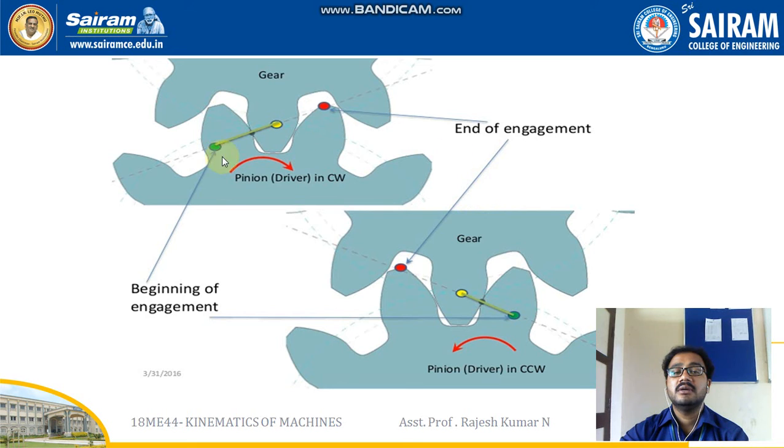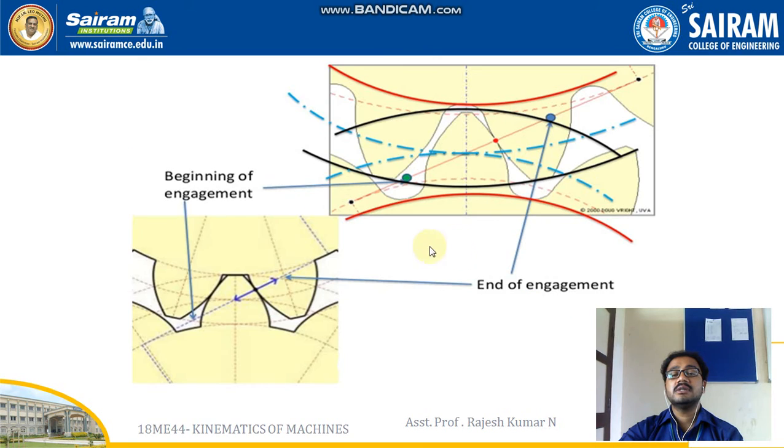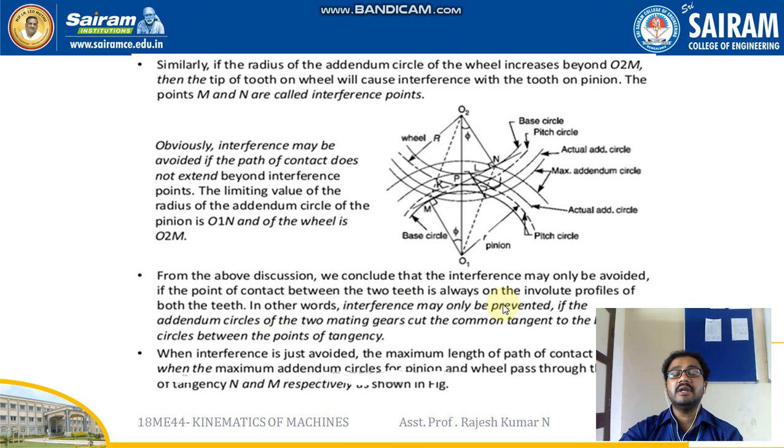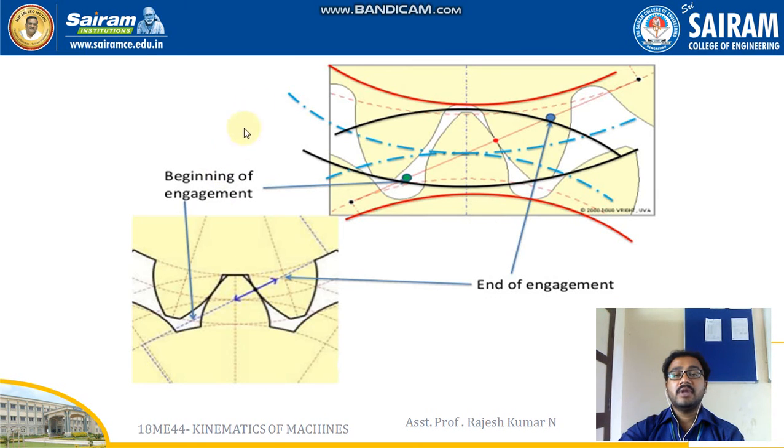Here you can see it again in the pictorial view, the gears and the pinions. This is the beginning of the engagement and this is the end of the engagement. This is the pinion in the clockwise direction, and this is again the pinion in the counterclockwise direction. This is the beginning point and this is the end of the engagement point. This is the gear. So have a look at this one. If you pause your video and read this twice or thrice, you can easily understand the concept of interference. Thank you.